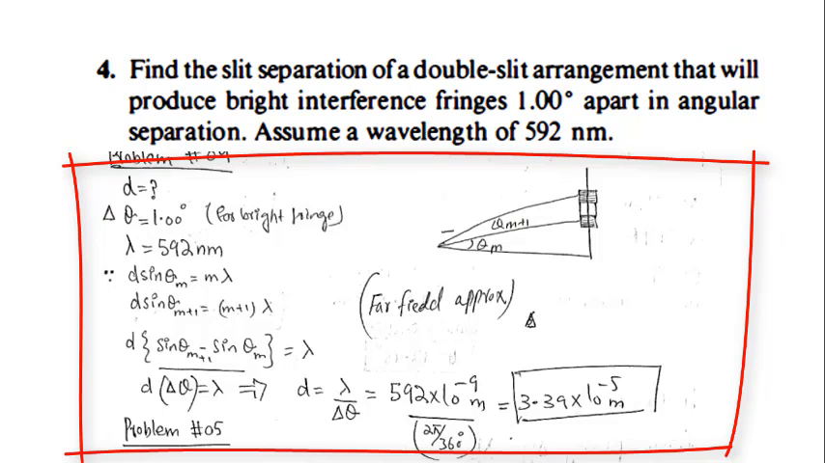We are asked to find the slit separation, so this is d. So d is equal to lambda by delta theta. Lambda is given, delta theta is given, so I can solve this expression here. I have converted this theta into radian. So this gives me my answer, which is 3.39 into 10 raised to power minus 5 meter.